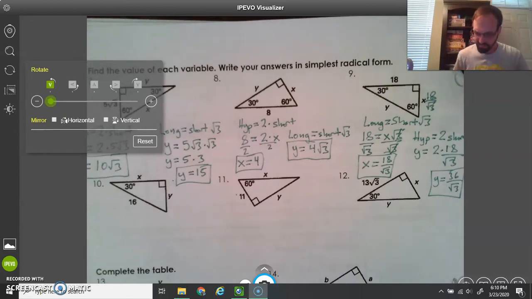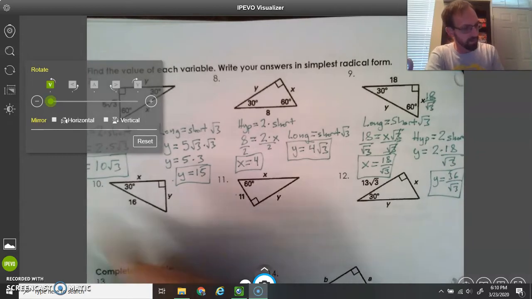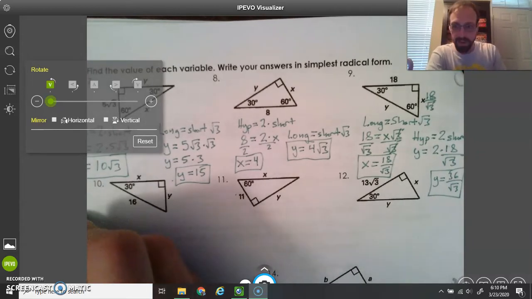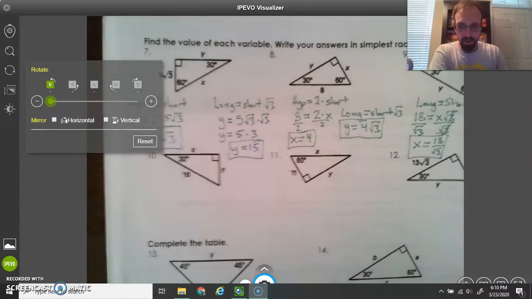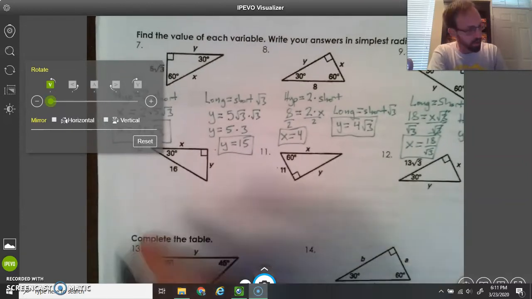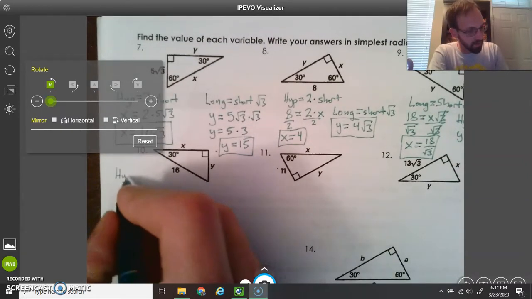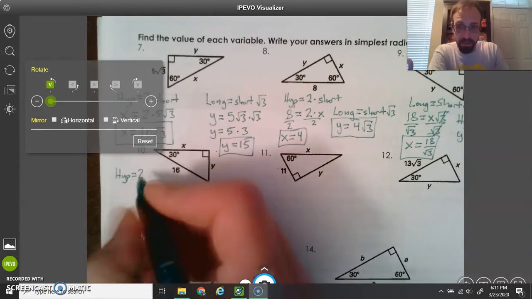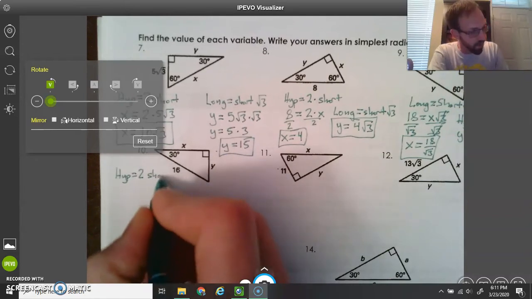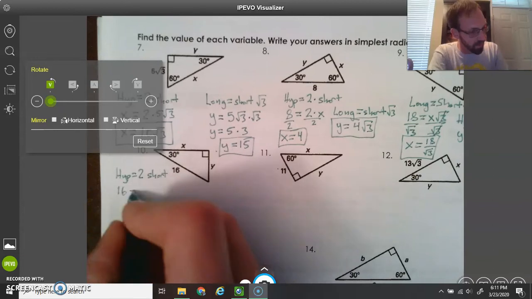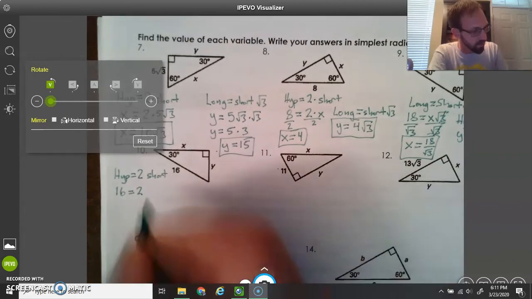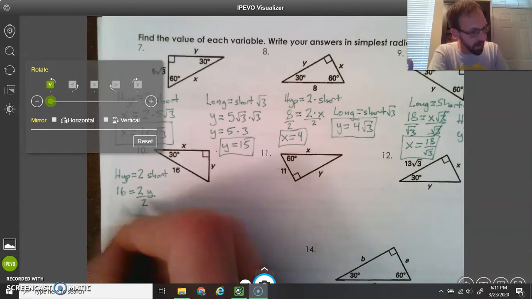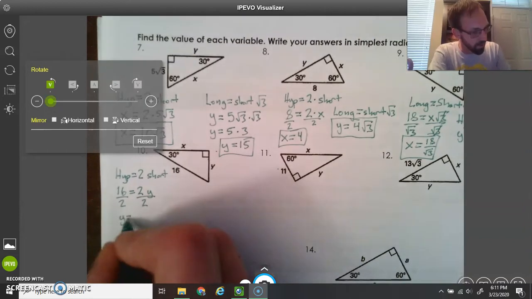Number 10. Again, 30, 60, 90. We know the hypotenuse, so we're going to use the formula that has hypotenuse in it. Hypotenuse equals 2 times short. So our hypotenuse we know is 16, and our short in this case is y. Divide by 2 on both sides, and you get y equals 8.